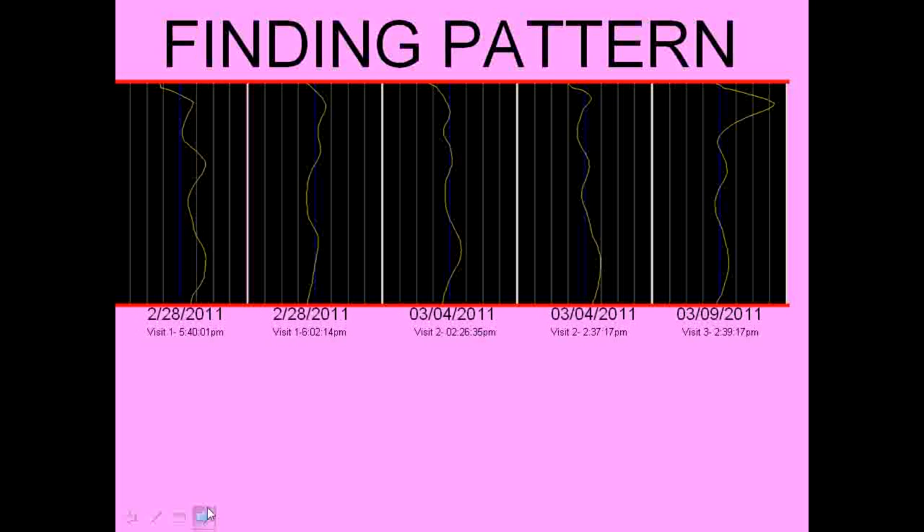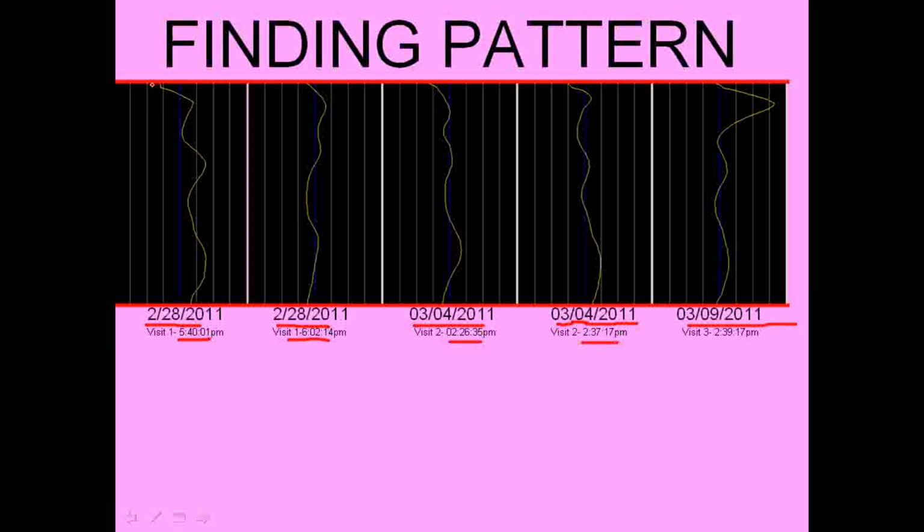Here we have February 28th, February 28th, March 4th, March 4th, and March 9th. We can see here that 5:40 and 6:02 are separated by 22 minutes. Here 2:26 and 2:37 is 11 minutes. So ideally we want to separate the readings by some time and not just take 2 readings back to back.